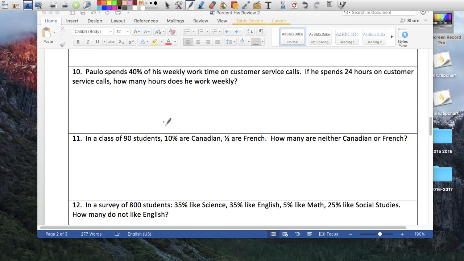Next one. In a class of 90 students, 10% are Canadian, half are French. How many are neither Canadian or French? So, 10% are Canadian. Half, again, means 50%, right? And 50% are French. Which leaves me, well, 10 plus 50 is 60, right? So it leaves me with 40% that I don't know where they're from.